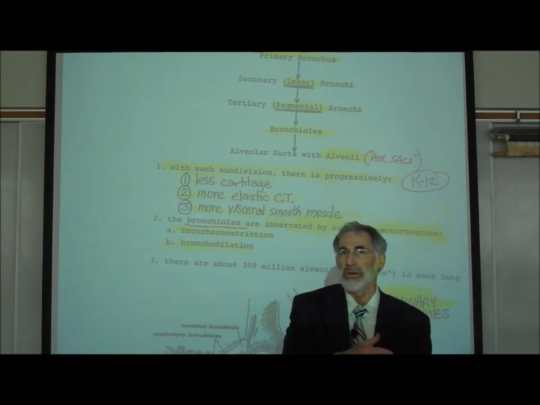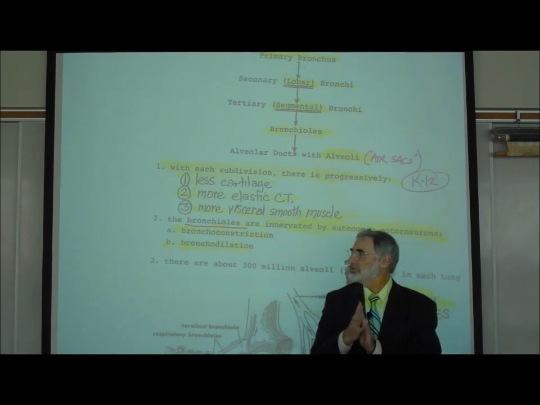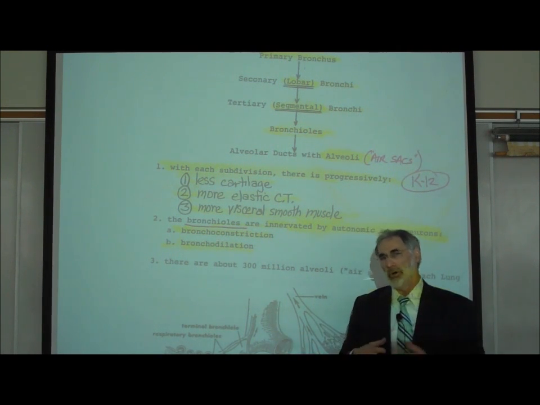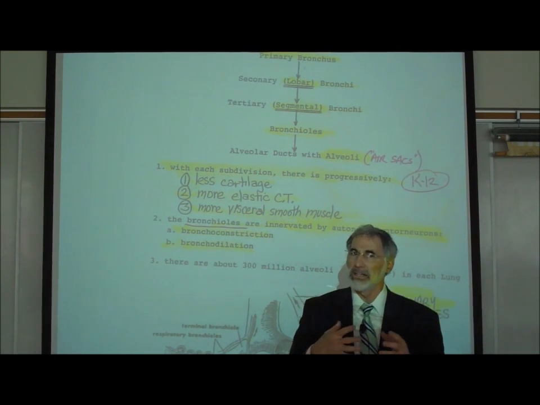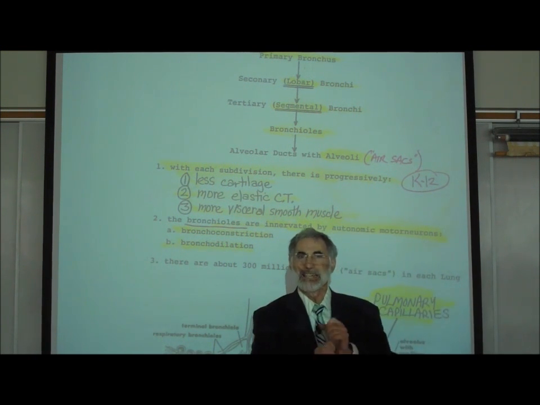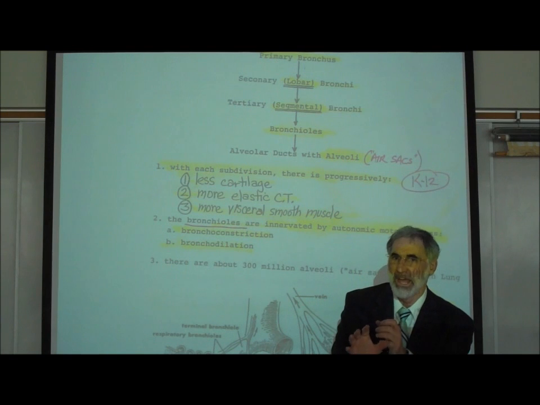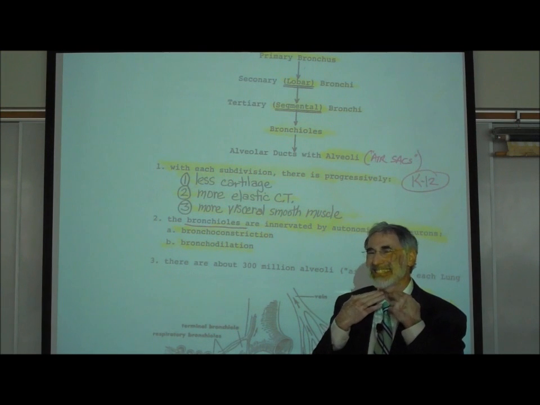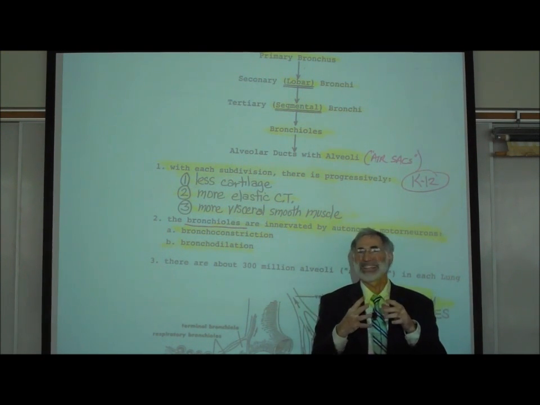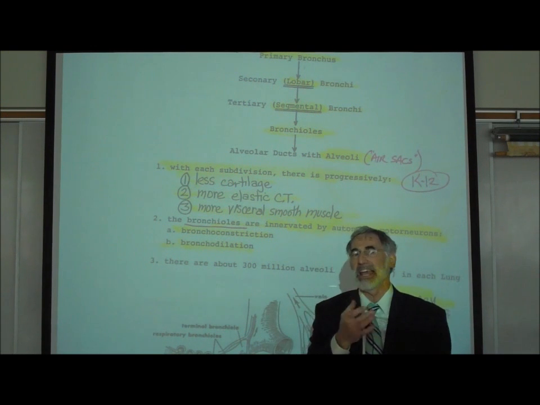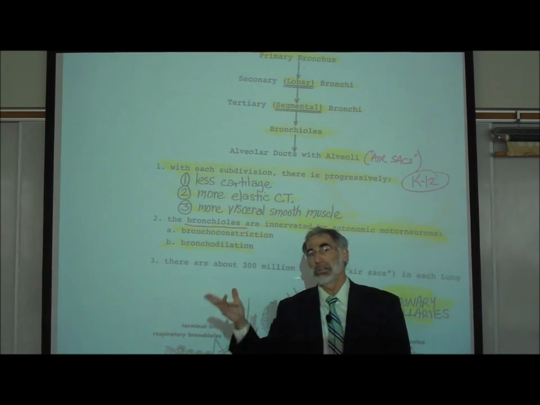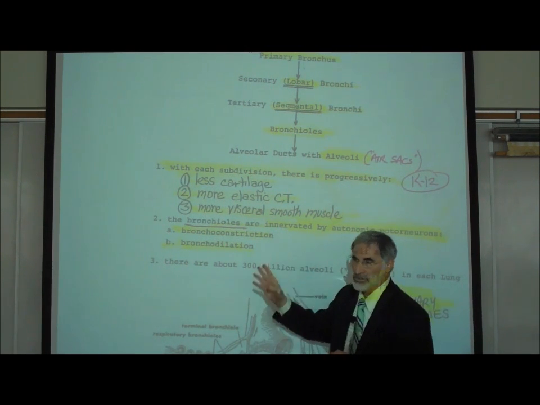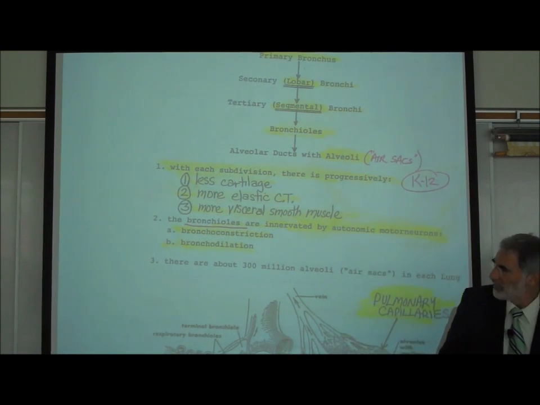And the third change we observe is that as we go from larger to smaller and smaller airways, there's progressively more and more visceral smooth muscle in the walls. And this visceral smooth muscle is innervated by autonomic motor neurons that can cause the visceral smooth muscle to contract, which would constrict or narrow the airway, or relax, which would cause the airway to widen or dilate. Your trachea does not have very much visceral smooth muscle. It cannot really constrict or dilate. The diameter of your trachea stays constant. But as we go to smaller and smaller airways, they progressively have more and more visceral smooth muscle that is capable of contracting.